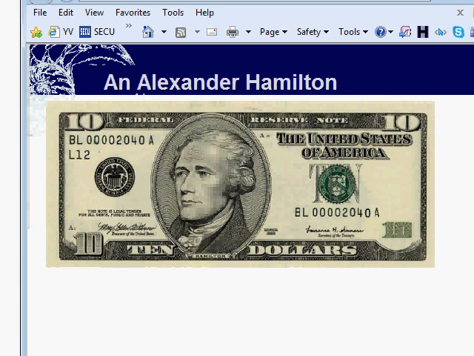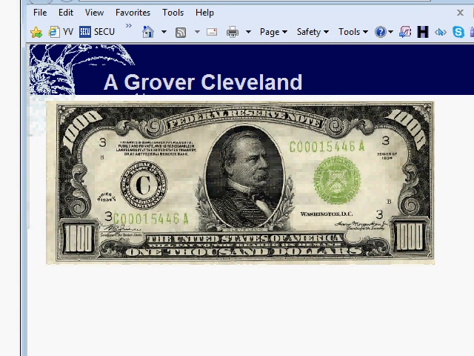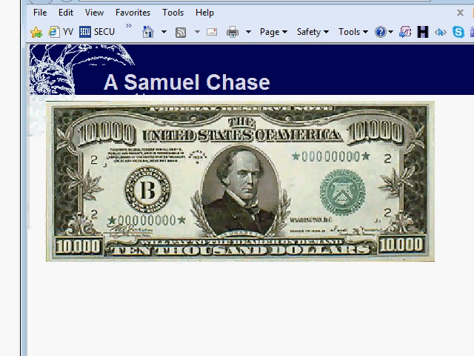That would be your Alexander Hamilton, and then 10 of those would be your Ben Franklin. 10 of those would be a Grover Cleveland, which I've never had in my wallet, and 10 of those would be a Chase. The same Chase that the Chase Manhattan Bank is named after, a $10,000 bill.